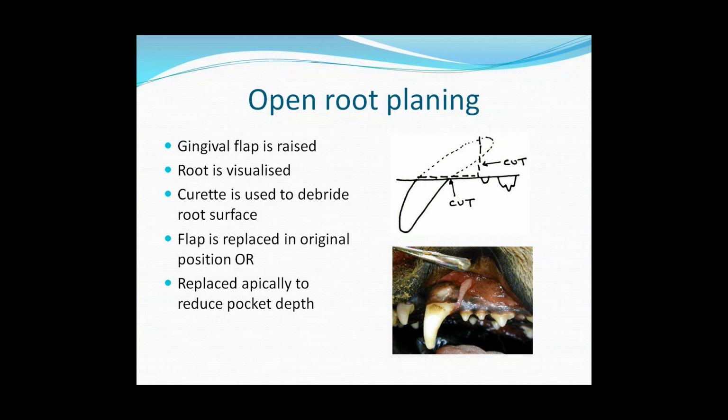So open root planing means to literally open up or raise a gingival flap, a mucogingival flap, as we can see in the diagram here. Vertical incision normally followed by a horizontal incision, and you can see how the flap is raised. So this is how we do that.